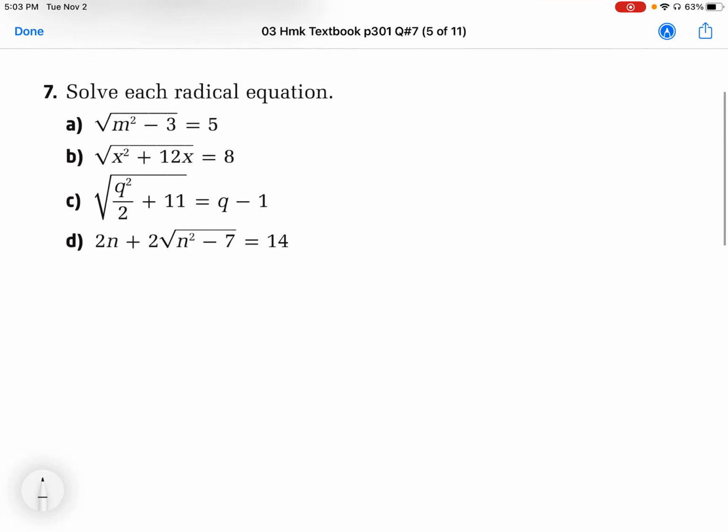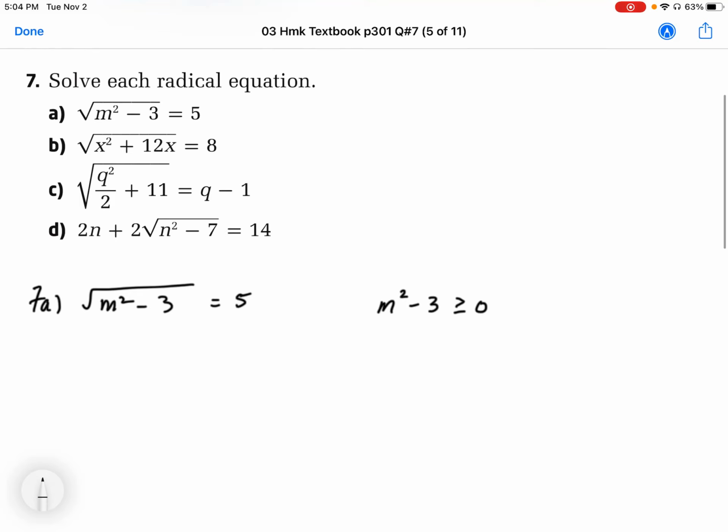For question number 7, we're going to state the restrictions. For 7a, we have the square root of m squared minus 3 equals 5, and we're going to first state the restrictions and then solve it. When we state restrictions, you may be asked to state the restriction this way: m squared minus 3 must be greater than or equal to 0. Sometimes that's good enough.